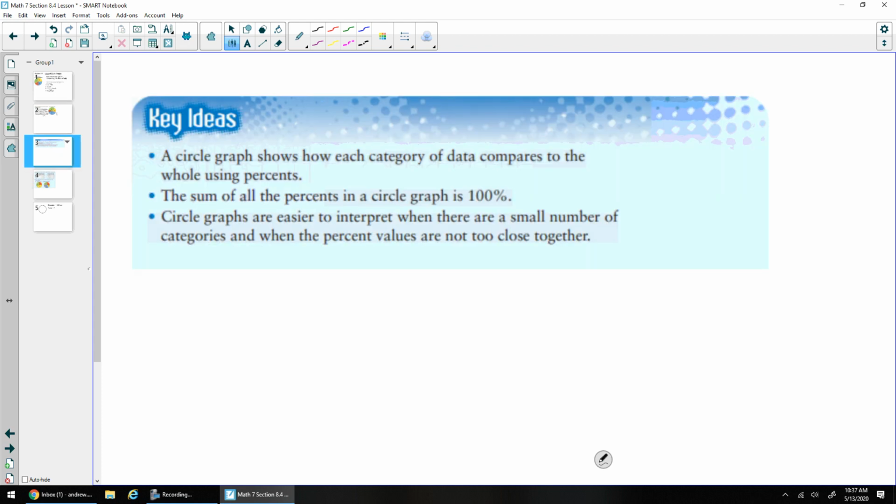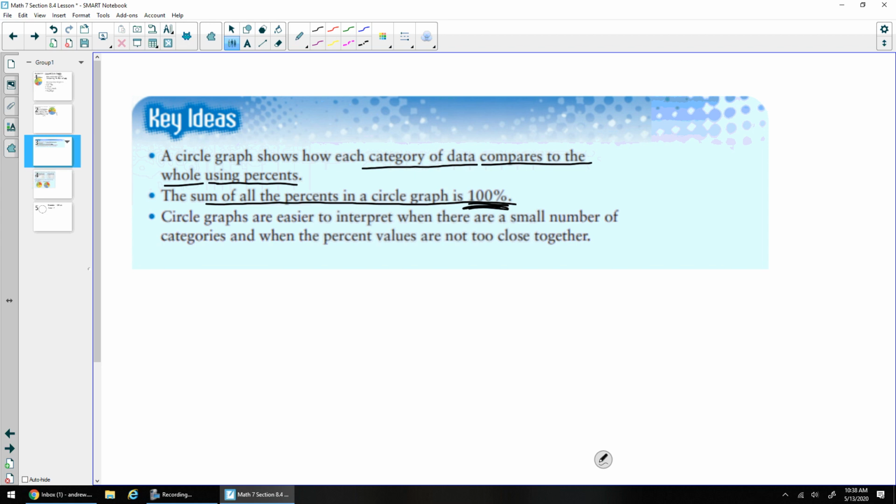Next question. Okay, so just a quick review of the key ideas of this section. A circle graph shows how each category of data compares to the whole. So comparing to the whole is the important part, and we use percents. The sum of all the percents in a circle graph is 100%. Sometimes people make graphs and it doesn't add up to 100. You'll see it on Fox News or other places sometimes. They just have the circle graph, but it's confusing what it's showing because it adds up to like 200% or something.